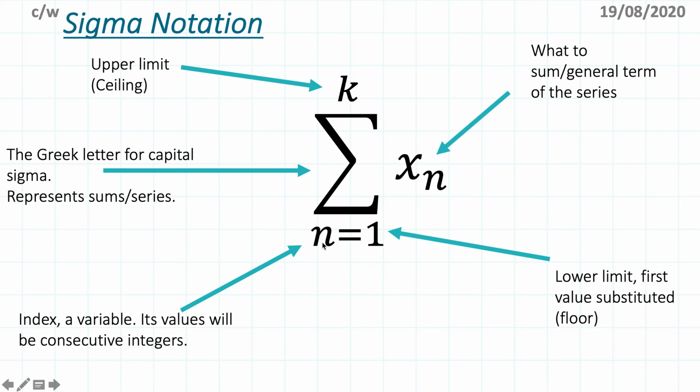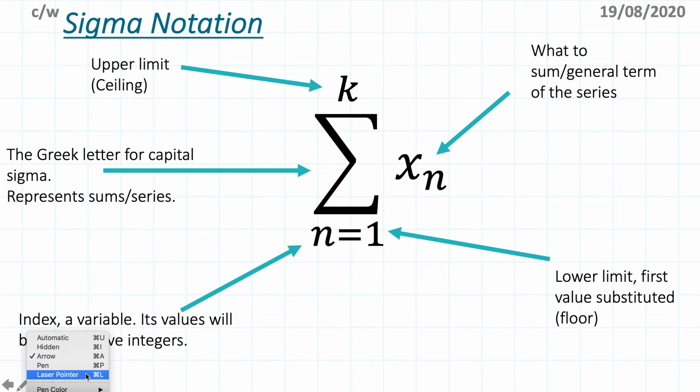What the bottom part tells you is the lower limit. This is the first value to be substituted. It's also called the floor. And then the top part tells you the upper limit, the ceiling. So you're going to add 1 and then 2 and then 3 and then 4 until you get to the value k.